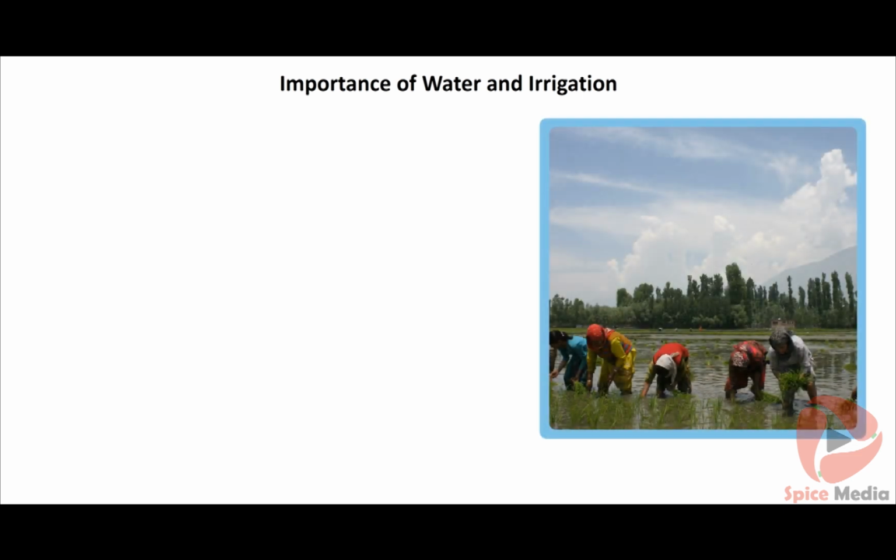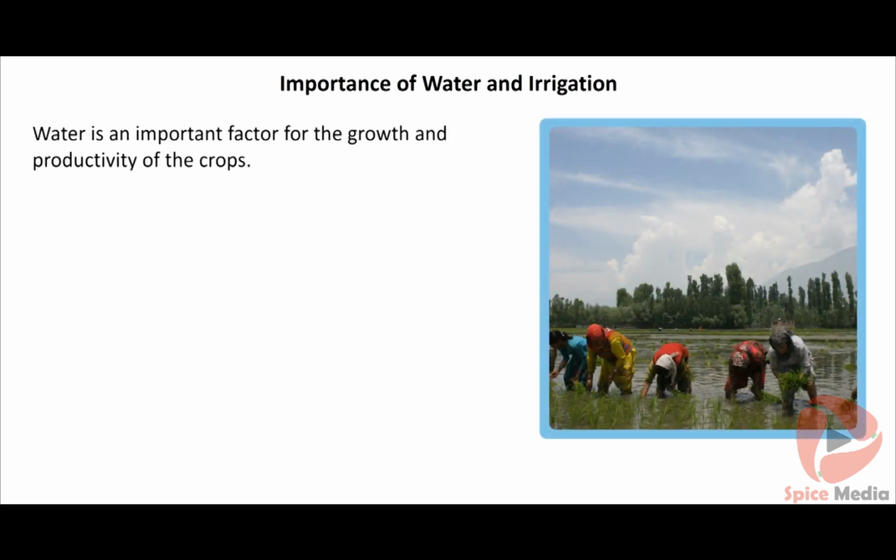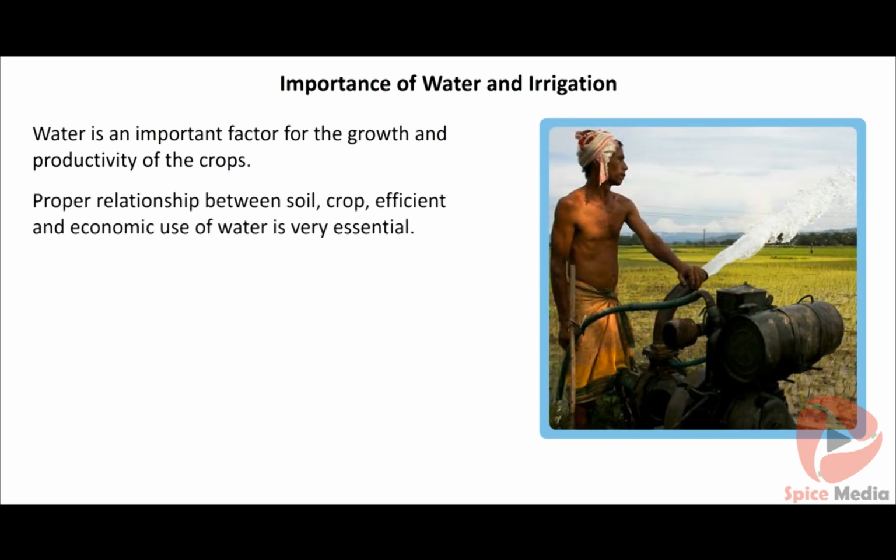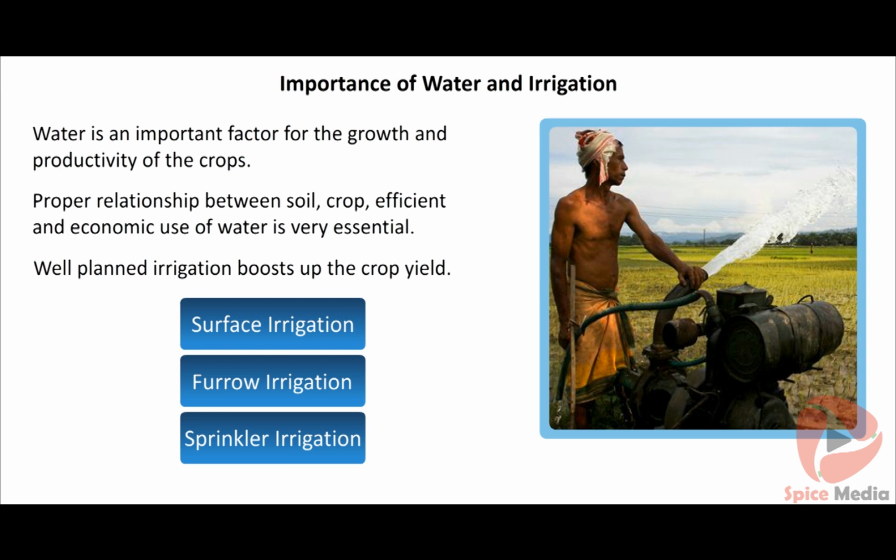Importance of water and irrigation. Water is an important factor for the growth and productivity of the crops. Proper relationship between soil, crop, efficient and economic use of water is very essential. Well-planned irrigation boosts up the crop yield. Surface irrigation, furrow irrigation, sprinkler irrigation are some of the types of irrigation.